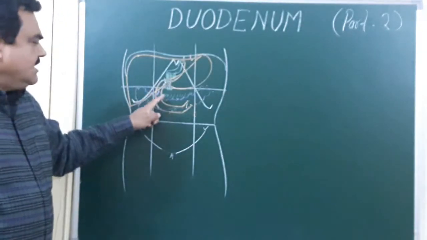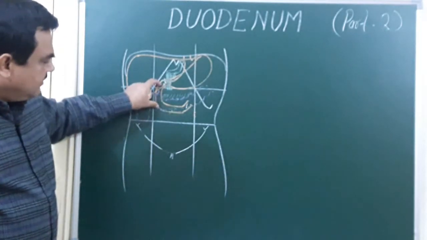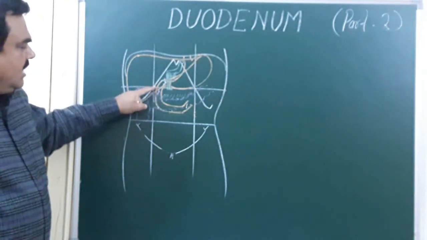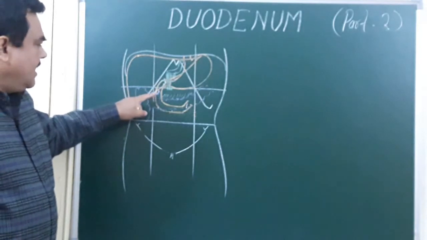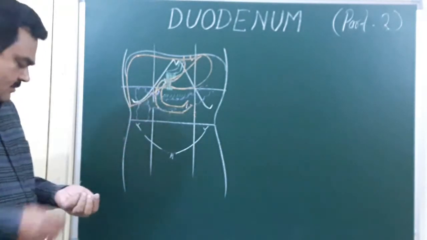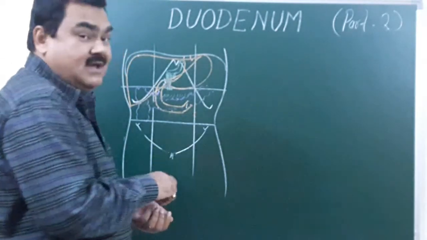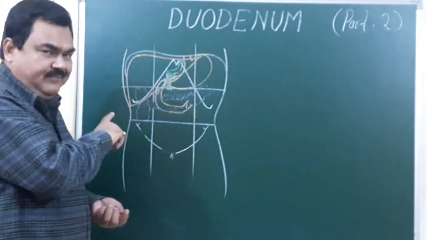So these structures are related to the second part of the duodenum. This is the second part of the duodenum. It lies anteriorly: transverse colon, transverse mesocolon, some part of the right lobe of the liver, and here is the gallbladder also. Now, one important thing, it is totally retroperitoneal.